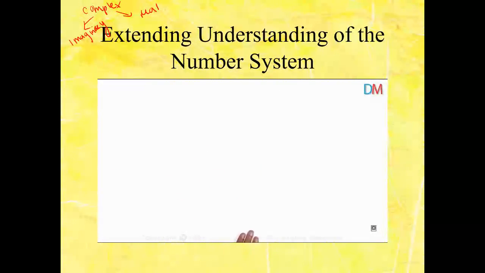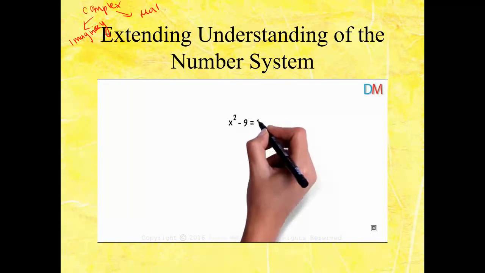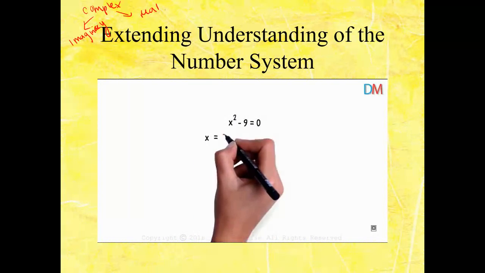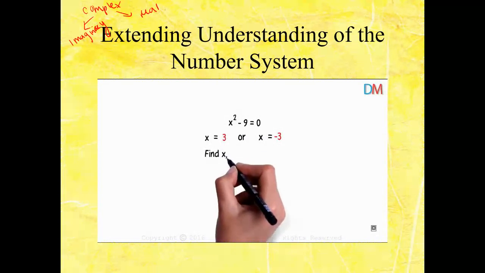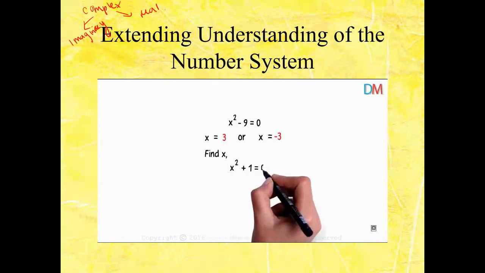Don't worry. We've studied quadratic equations in middle school. We know that if x squared minus 9 is equal to 0, x is either equal to 3 or negative 3. Now try to find a solution to x squared plus 1 equal to 0.